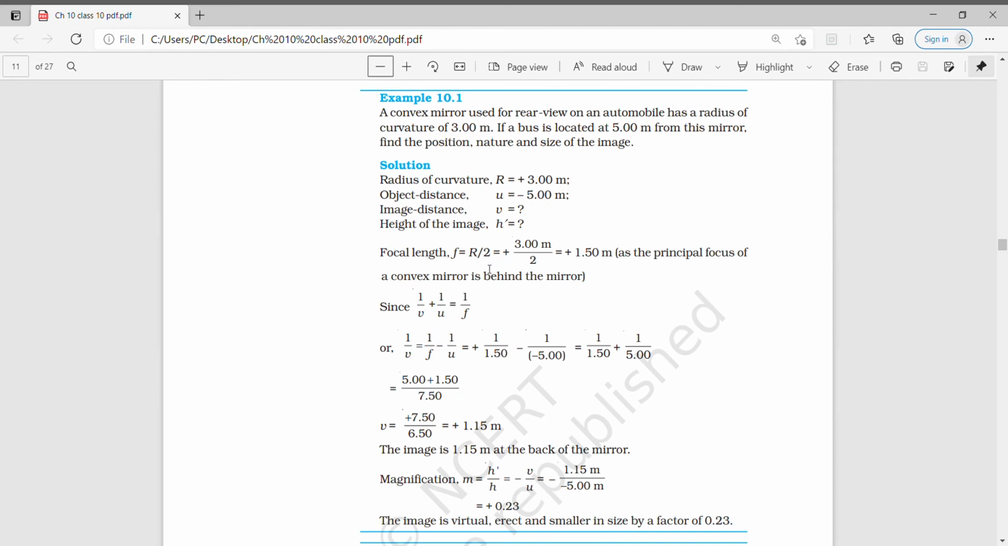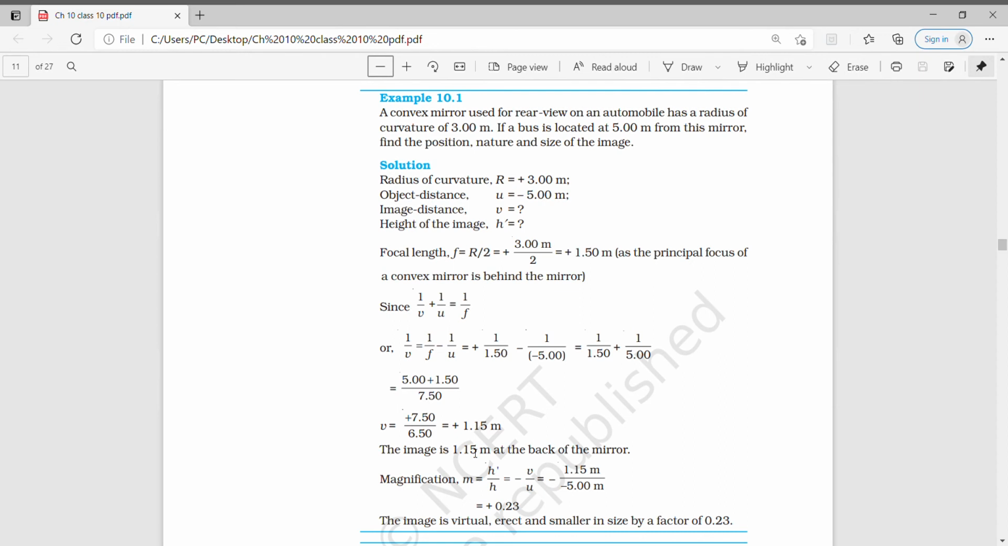Since it is a mirror, we'll be using the mirror formula. So this is the mirror formula: 1 by v plus 1 by u is equal to 1 by f. Now put the values of f and u. V we have to calculate. By putting the value of focal length and object distance, we can calculate the image distance equal to plus 1.15. As is clear from the positive sign, the image is formed at the back of the mirror. It's a convex mirror, so the image is formed behind the mirror.